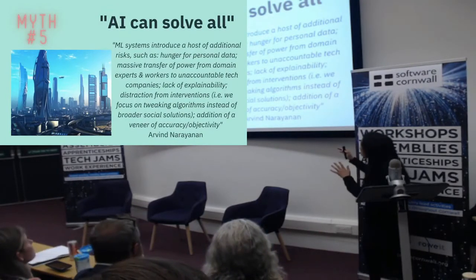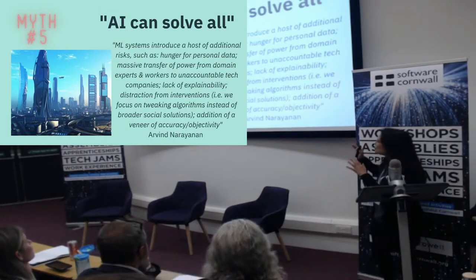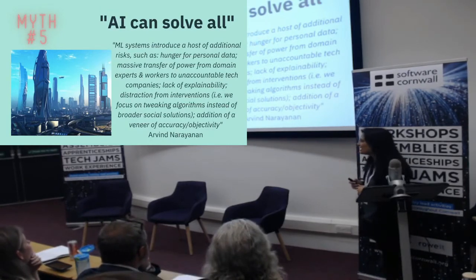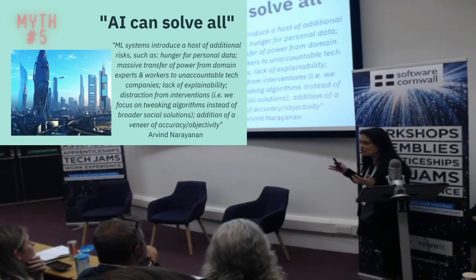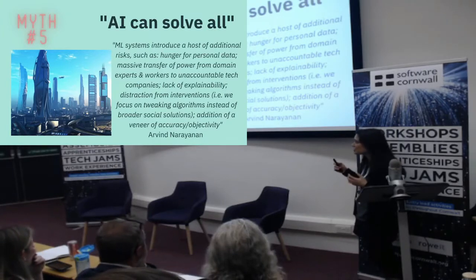Right, myth number 5: AI can solve all problems. I think it was Woe, or it may have been Andy, who said earlier that there are some things it's just not sensible to use AI for, and there is so much hype in the media.